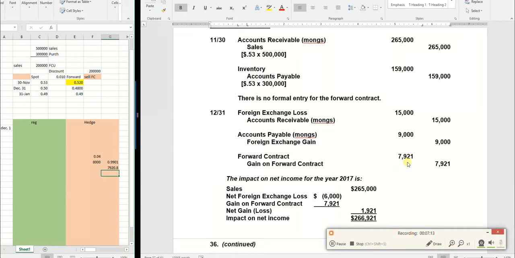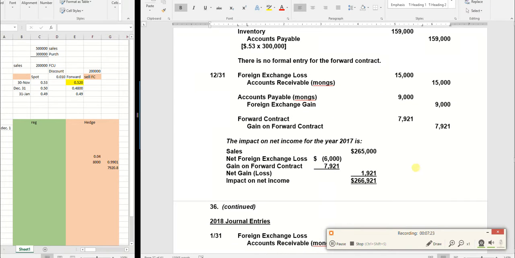The impact on net income, again, we've ditched the cost of goods sold part of the sale, so again, I would prefer they had just done that, but they don't. Okay, so the impact is 266,921. I would have said the impact on the foreign exchange transaction is 119,021. Okay, because I have a loss here, a gain here, and a gain there.